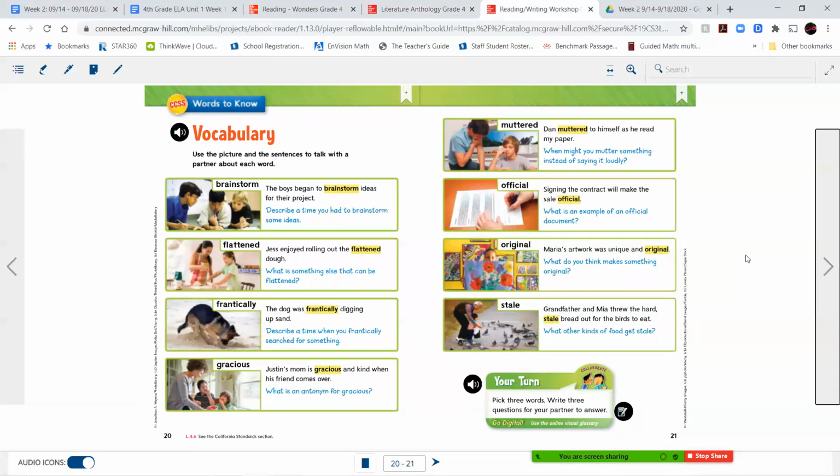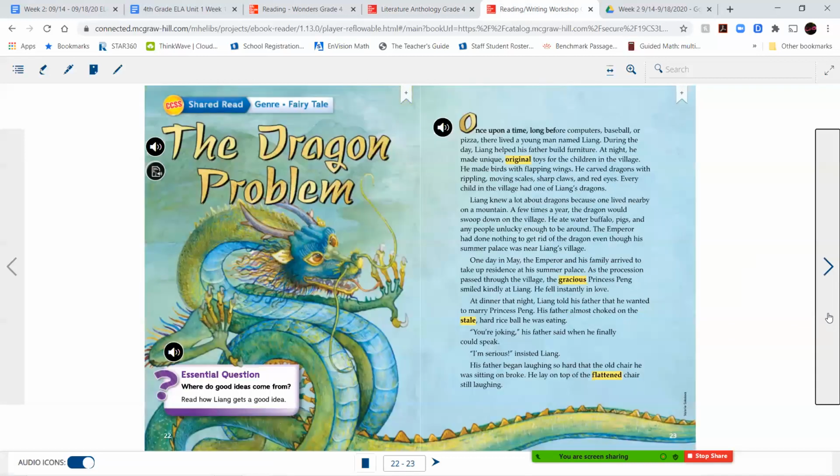On this page, they're going to give you the words for your vocabulary for the week, an example sentence, and usually an example question. So your words for this week are brainstorm, flattened, frantically, gracious, muttered, official, original, and stale. Now, this book also has a story that you're going to go through.